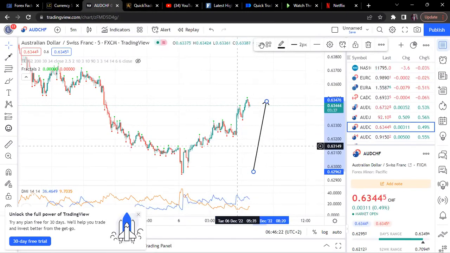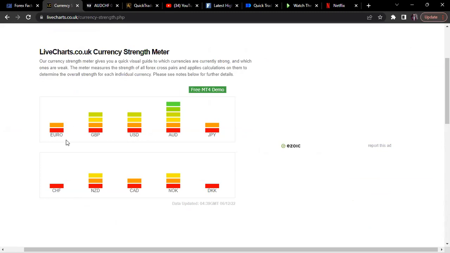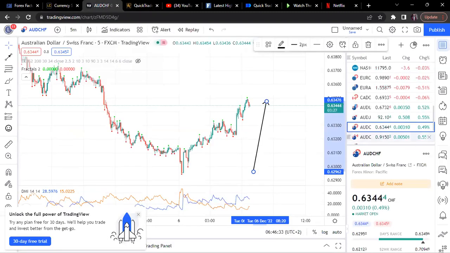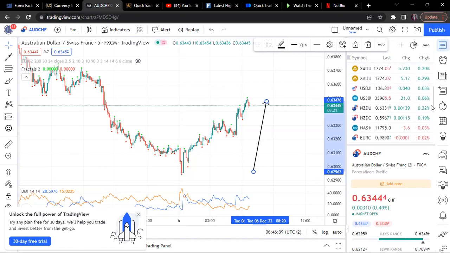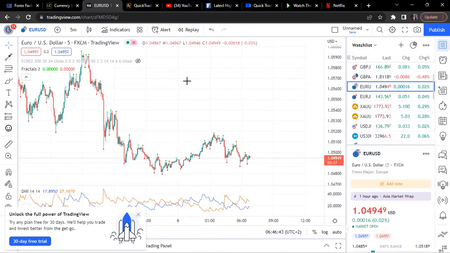All right. So now that we've identified that, let's look at the sell also. What was the sell trend that we were looking at? Euro USD. Okay. Because I want to show you guys a bit of both.